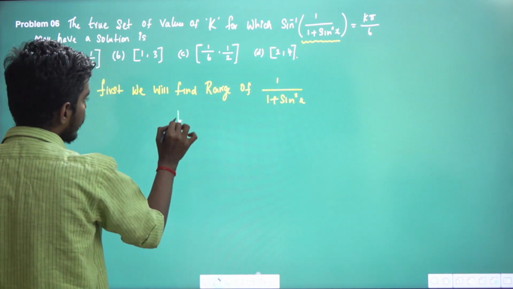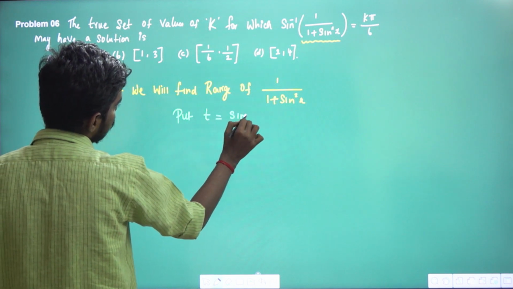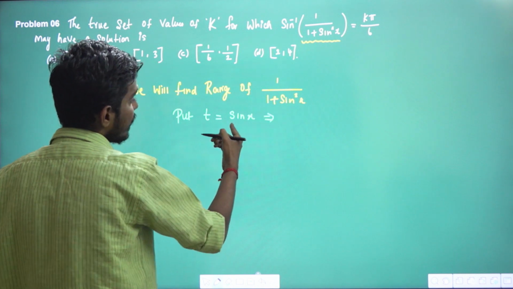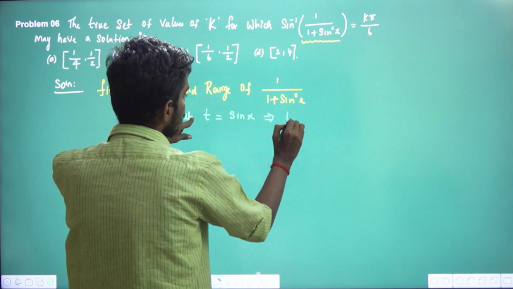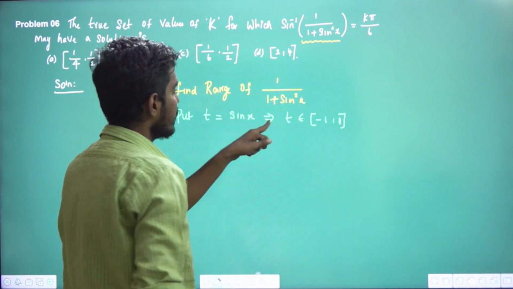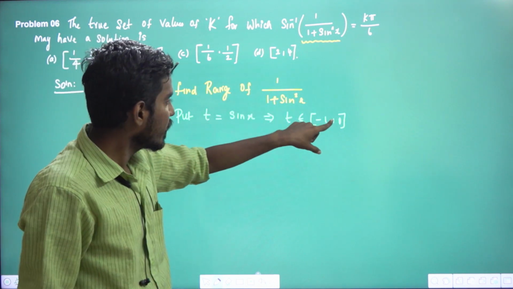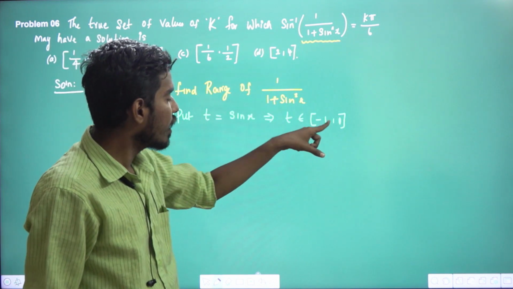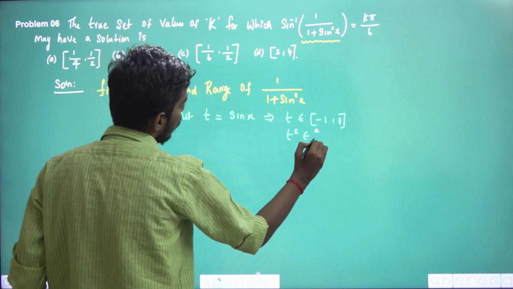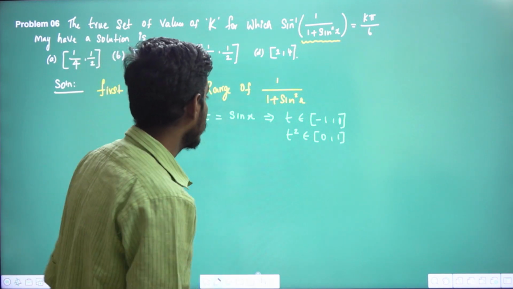This is not easy. So let us put t is equal to sin x. Then sin x will be from minus 1 to 1, so t belongs to minus 1 to 1. Correct? Because the range of sin x is the closed interval minus 1, 1. So sin x lies in minus 1 to 1, which is the same as t. So t belongs to minus 1 to 1. But where will t square be? t square belongs to the closed interval 0, 1, since squaring gives the closed interval 0, 1.